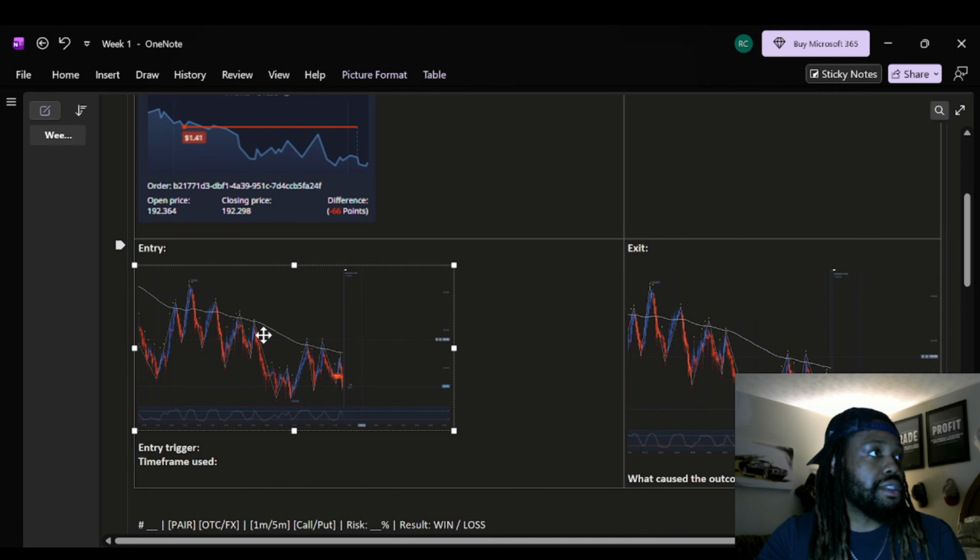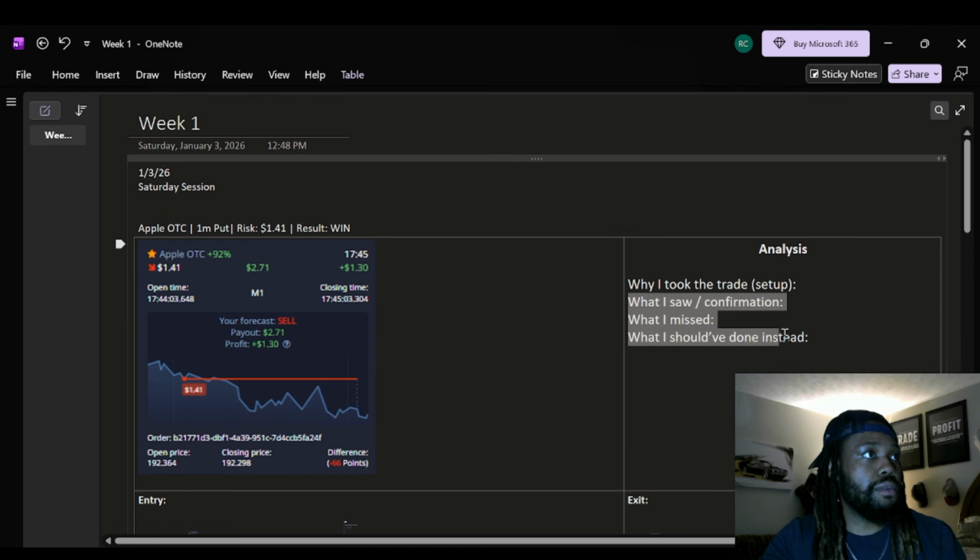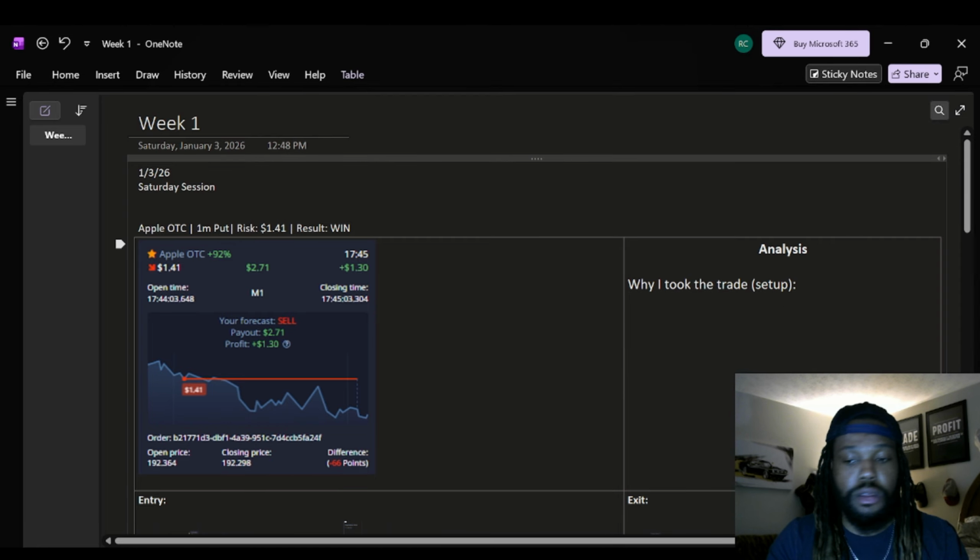This is my analysis, the reason why I took this trade. We was underneath the 200 EMA. We was overbought on the stochastic, and a fractal point had formed. So I took my entry based off of that. So let me just erase that. I'm gonna just write it out: why I took the trade.